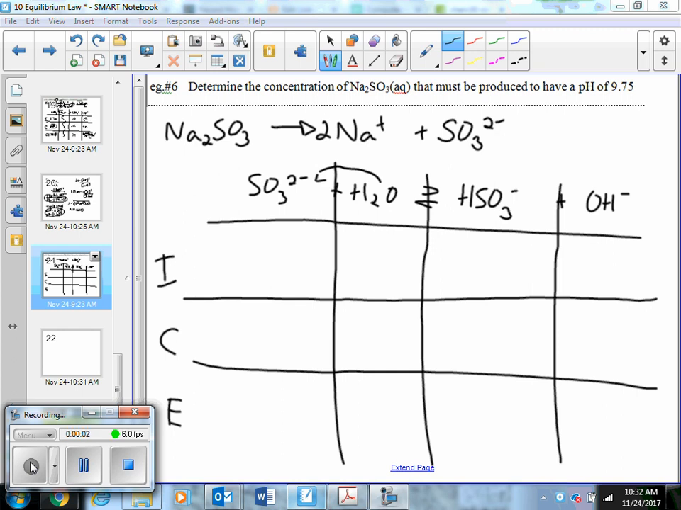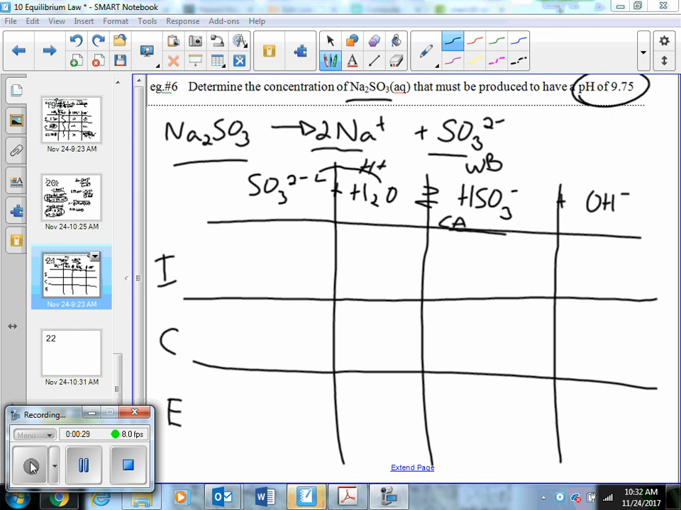So for this example question, this time they gave us a pH value, and they're asking us to find the concentration of sodium sulfite. So first, if we take a look at sodium sulfite, it'll dissociate to form 2 sodium ions and sulfite. So this is our weak base, and it reacts with water to steal a hydrogen, which produces hydrogen sulfite as the conjugate acid and hydroxide ions.